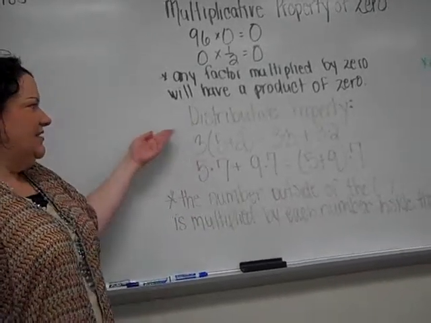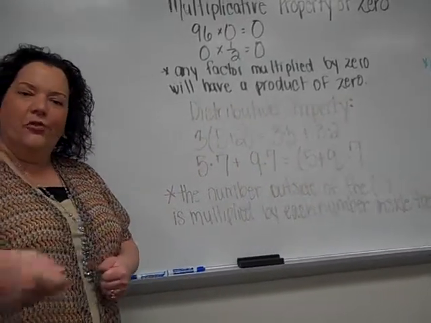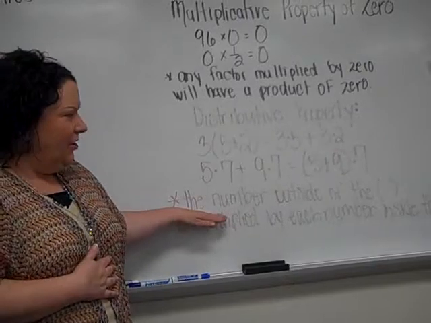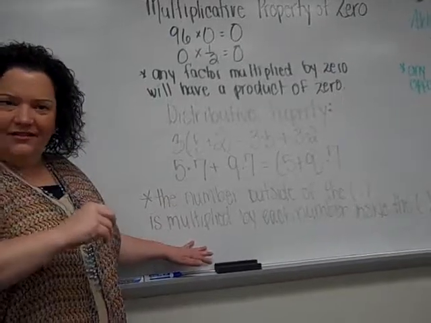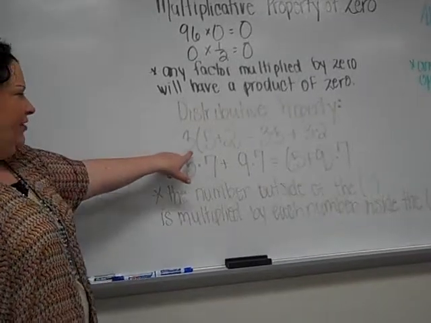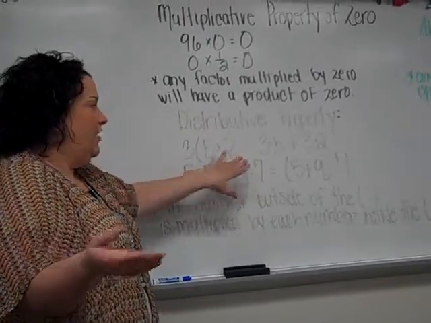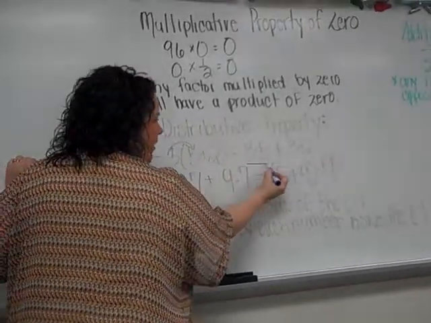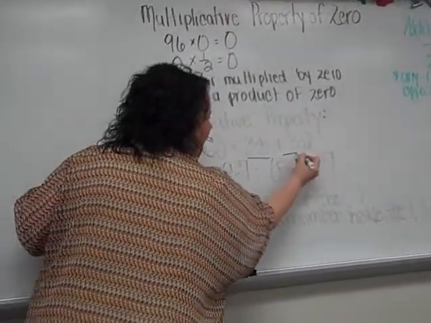The next property is the distributive property. And just like the word distribute means to pass out or share, what you're doing with the distributive property is that the number outside of the parentheses is multiplied, which is shared, distributed, by each number inside the parentheses. So here we have 3 times the parentheses 5 plus 2. We know, children, that would be equivalent to the 3 times 5, which we have right here, and then the 3 times 2, which we have right there.